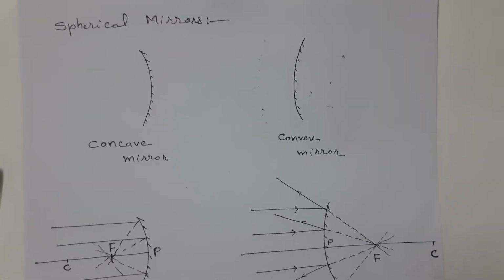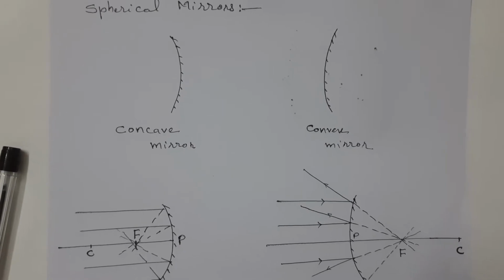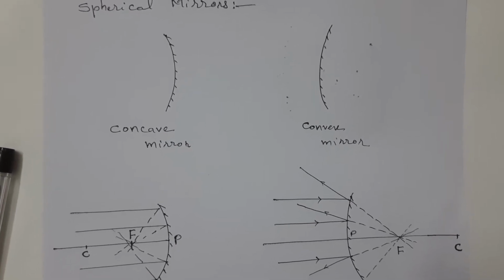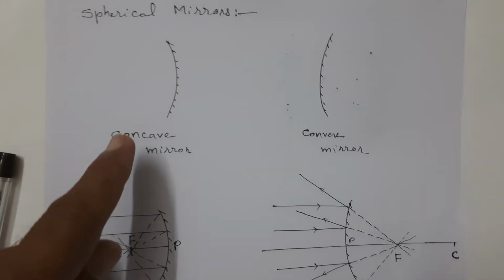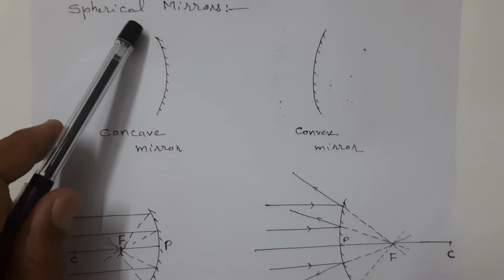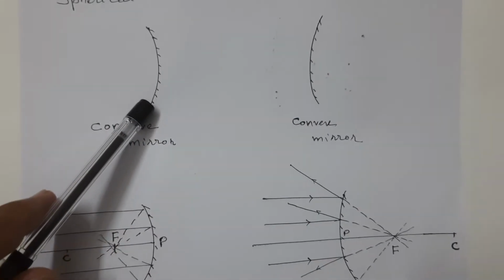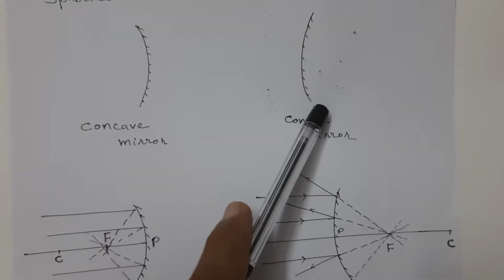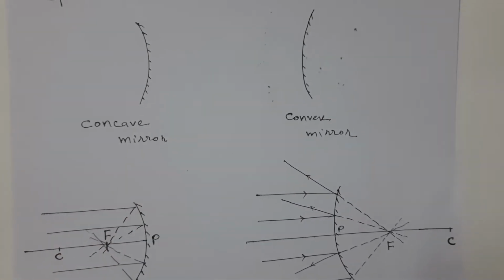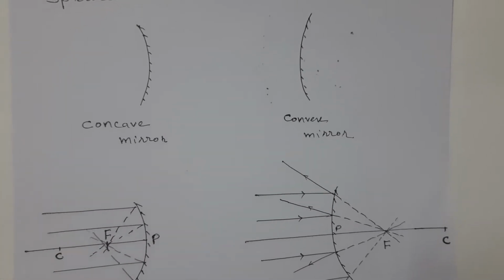Hello, let's go ahead with spherical mirrors. Here I have shown two mirrors, one is a concave mirror, the other is a convex mirror. Concave mirror, as I said, is shining from inside, inwardly shining. The reflecting surface is inward. In convex, the reflecting surface is outwardly curved. So do remember the difference between the two.